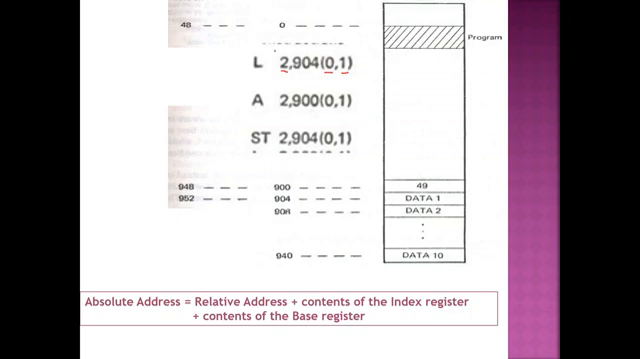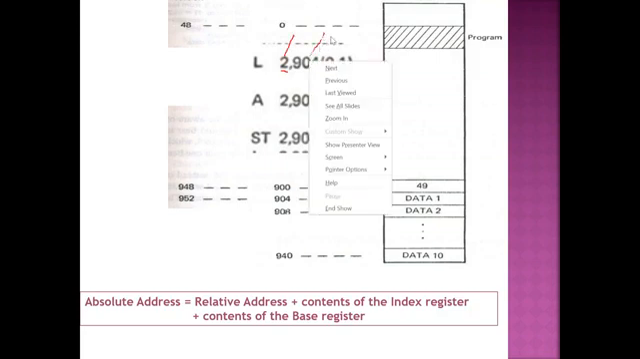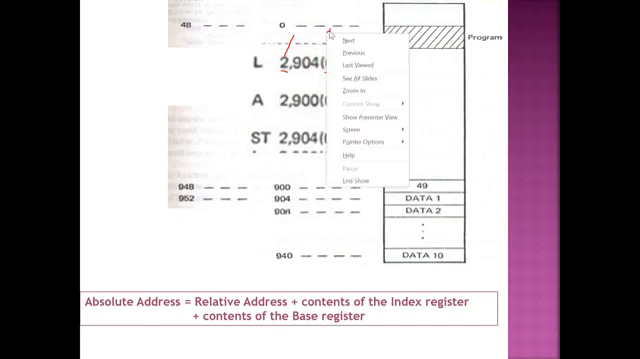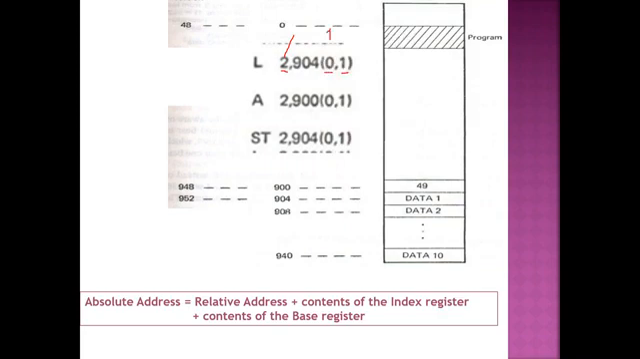Okay, what is each thing? This is your register 2. This is nothing but your displacement. We saw in the instruction types, this is nothing but your displacement. So this is your displacement, this is your index register, and this is your base register. You understand? The format is L 2 comma 904 of 0 comma 1.